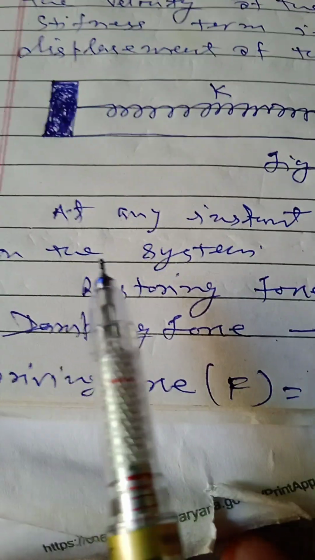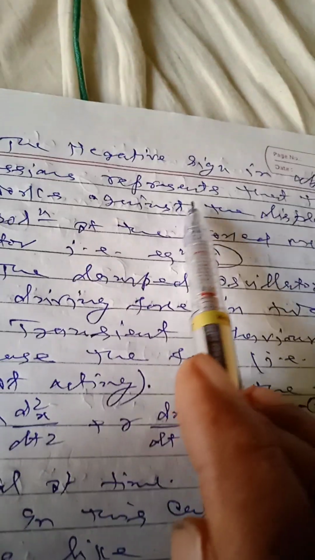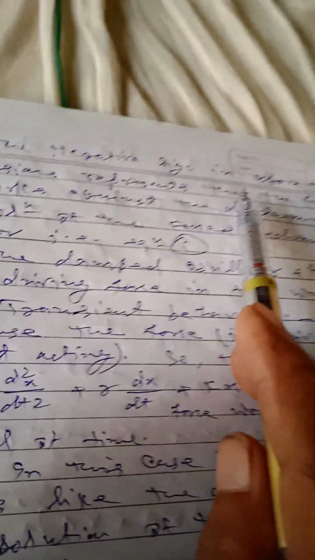Now we will discuss that at any instant of time three forces work. The first is the restoring force, minus kx, and the second is the damping force, minus r dx by dt. r is the damping constant. And the third is the driving force F equal to F naught e to the power i omega t. The negative sign in the above equation indicates that the force works against the displacement.